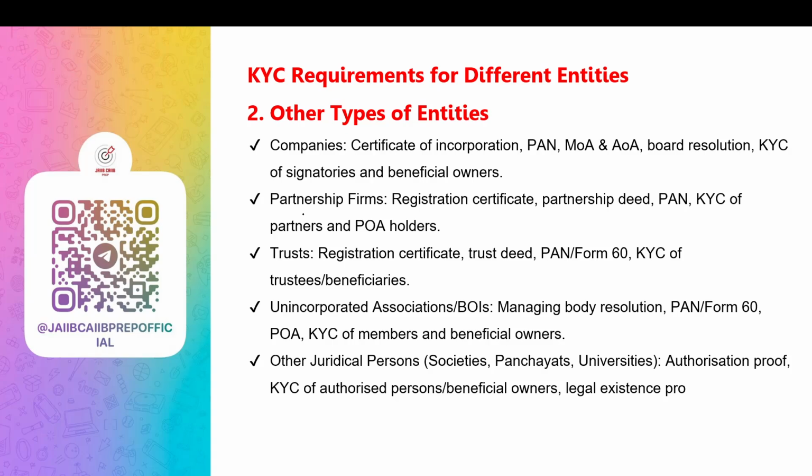For partnership firm, if it is registered, then you require registration certificate, partnership deed, PAN card, and KYC of partners and authorized persons. For trust, we require trust deed, registration certificate, PAN, or alternatively form number 60, and KYC of trustee and beneficiaries. For unregistered associations, we require resolution of managing body, PAN or form number 60, power of attorney, KYC of members, and proof of legal existence.